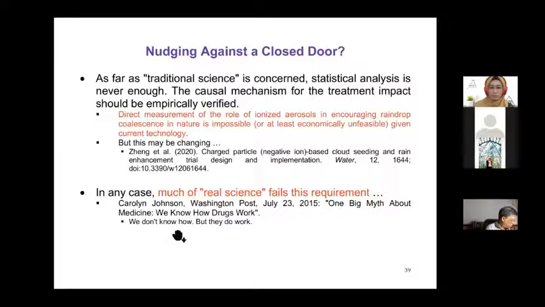This is a quote by title of an article by Carolyn Johnson in the Washington Post in 2015. One big myth about medicine: we know how drugs work. We don't know, but they do work.